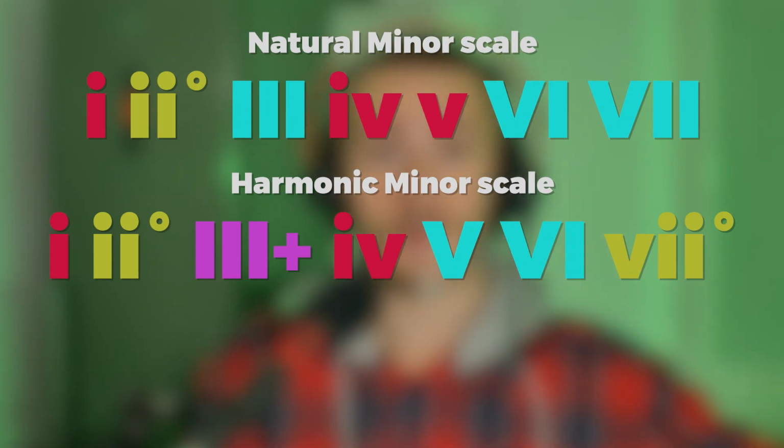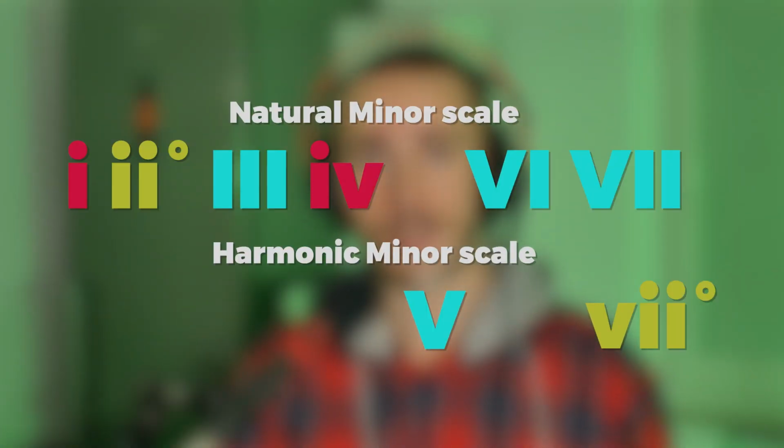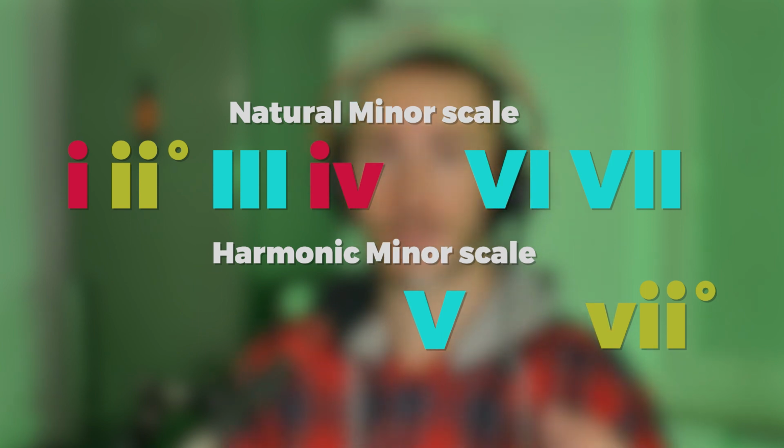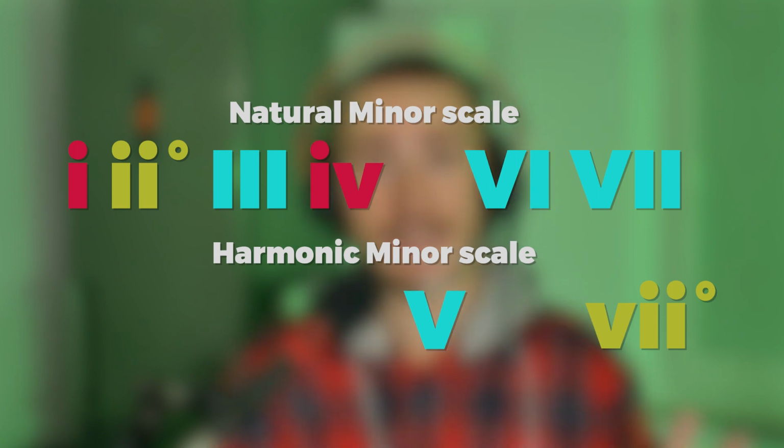Okay, that's a lot to remember, so here's a shortcut. For one, forget about the melodic minor. It's made for melodies, so let's not try to fit a square peg into a round hole. Other than that, the most common chords used in minor scales are 1, 2, 3, 4, 6, and 7 from the natural minor, and 5 and 7 from the harmonic minor. This is what you have to learn, and that's it.